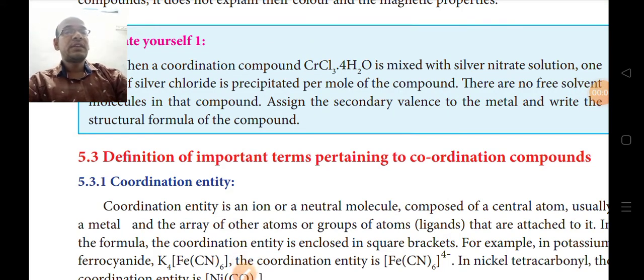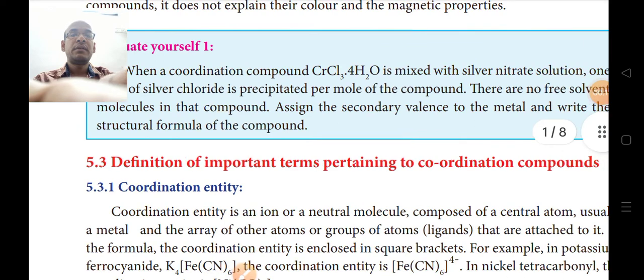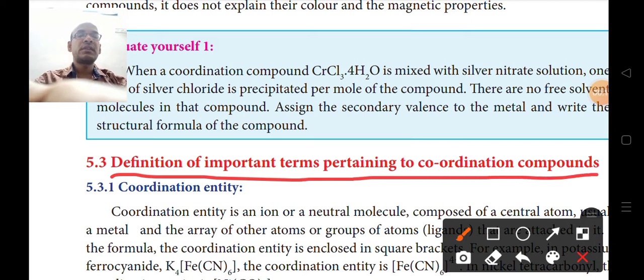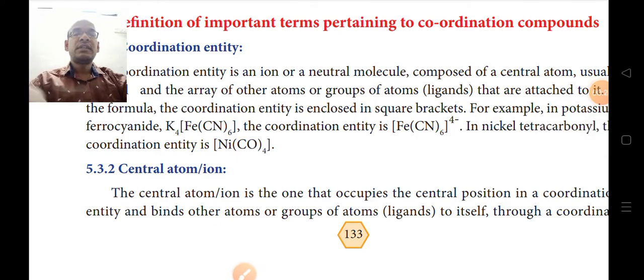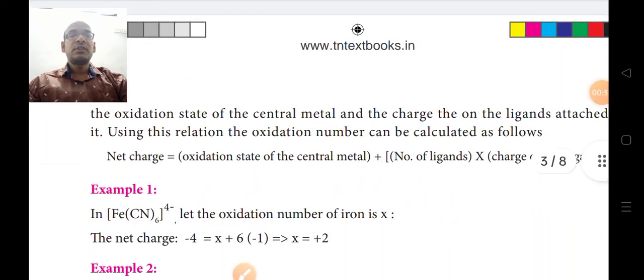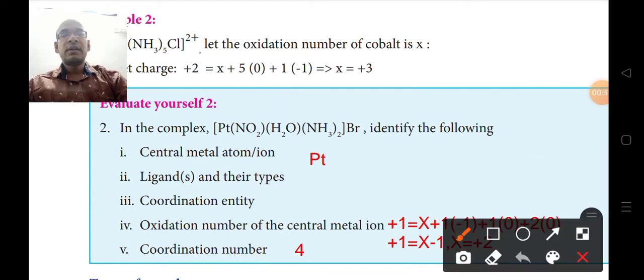In this class, we see 5.3, the definition of important terms related to coordination compounds. In this section, there are totally 7 terms. After seeing the 7 terms, you understand the concept and answer the self-evaluate section 2. Totally 5 questions.